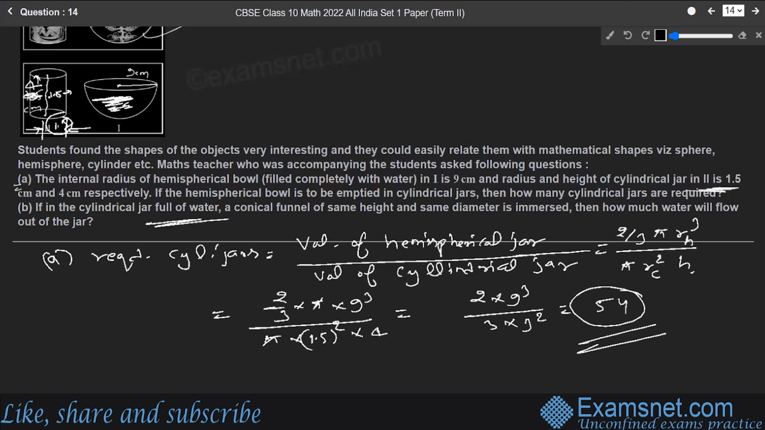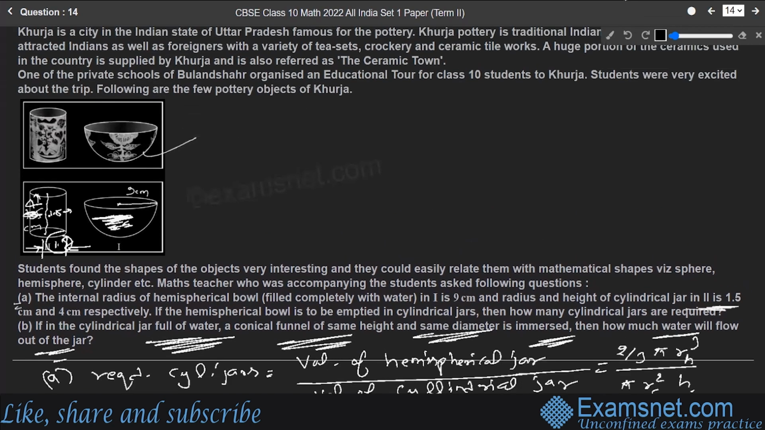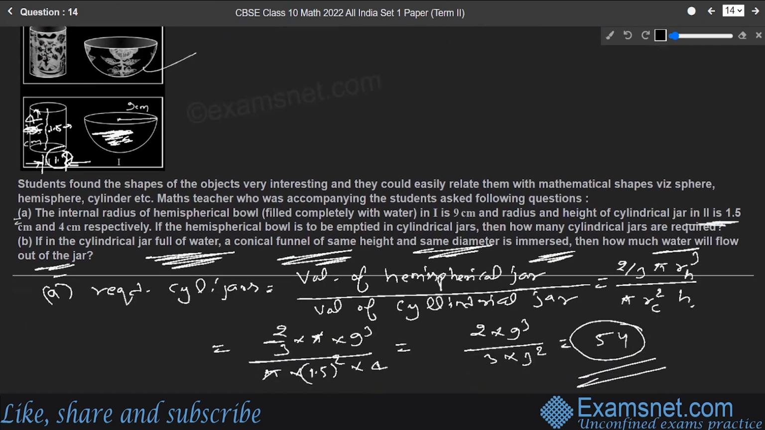If the cylindrical jar is full of water, and a conical funnel of the same height and same diameter is immersed, then how much water will flow out of the jar? If this is the cylindrical jar and a conical funnel is inserted in this, how much water will come out? The water that will come out will be equal to the volume of the conical funnel only, because that much water will be replaced out.